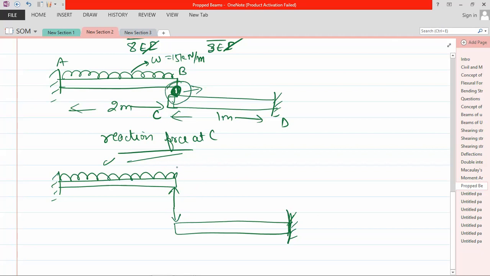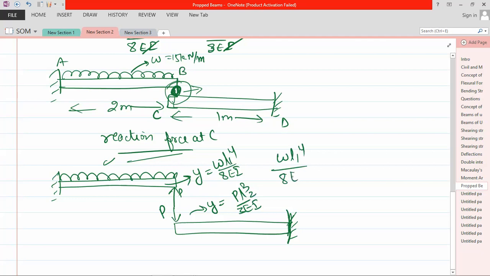That means, what is the value of deflection from this UDL? WL to the power 4 upon 8 EI. And from this P, this is the reaction force that is coming. What is the deflection in that? That is PL cube by 3 EI. Now equate these two terms. Here L1 and L2 are different. Equate these two terms: WL1 to the power 4 upon 8 EI is equal to PL2 cube upon 3 EI. Now you can get the reaction force simply from this.